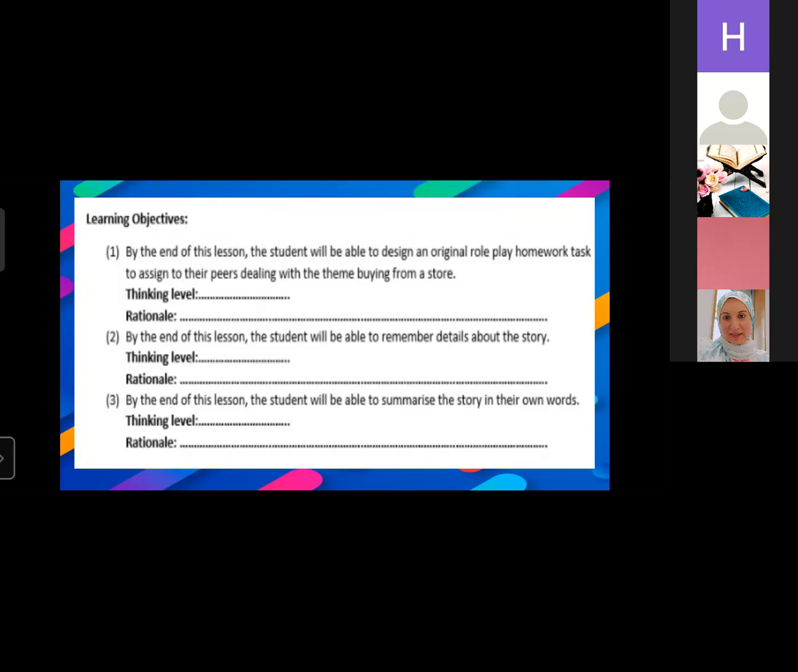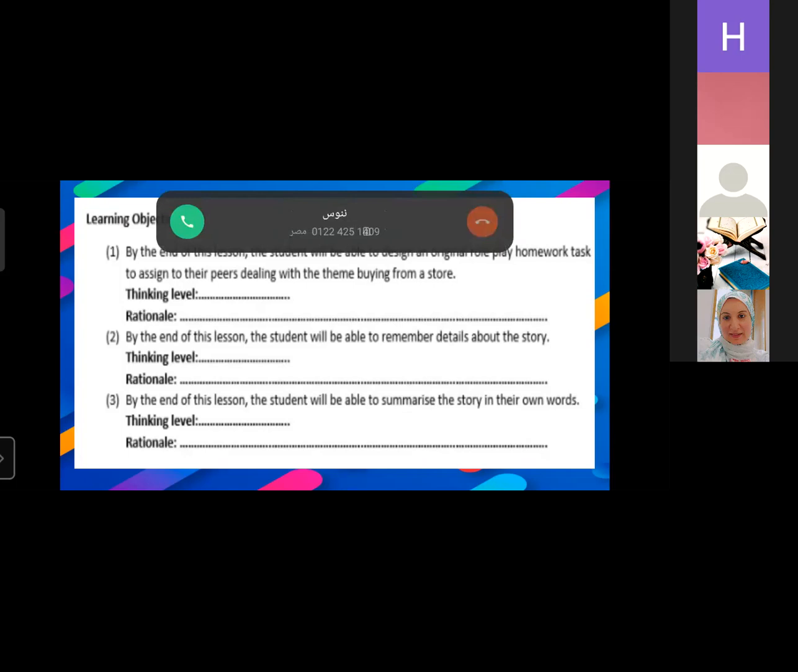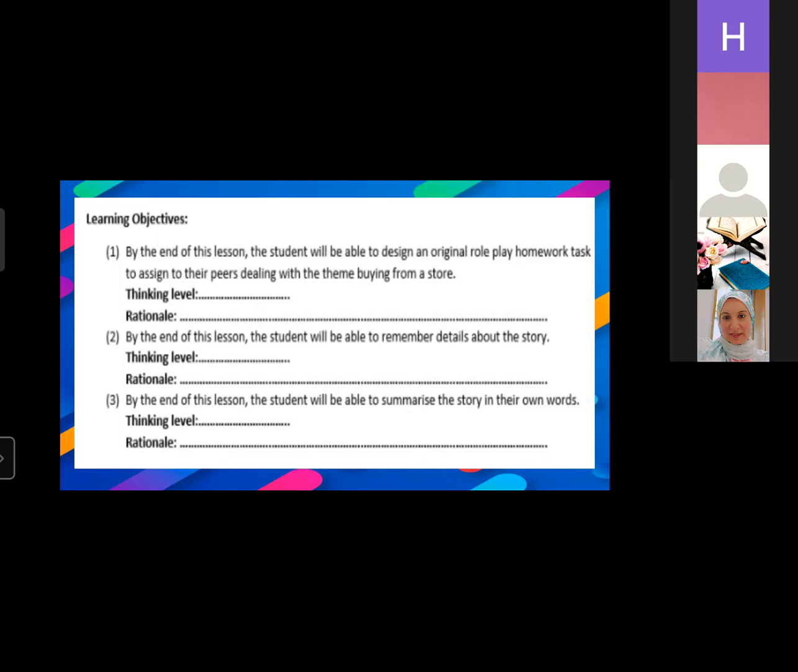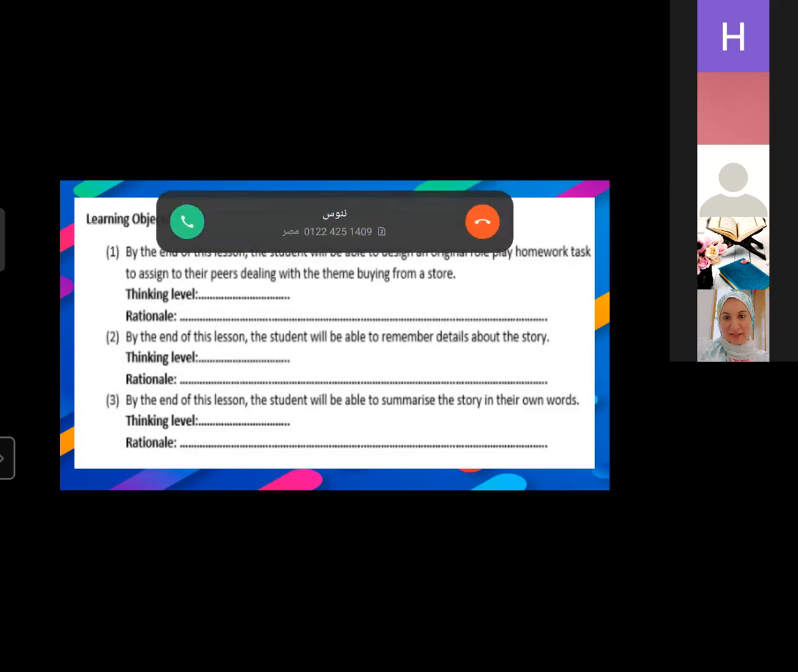Miss Hanan, which thinking level? I think create. Okay, because why? He is asked to design a role play as a homework task for his peers, to teach them how to deal with the theme of buying from a store. So create, a conversation or a role play. Do you agree with Hanan or do you have another opinion? Yes, I agree with Hanan.